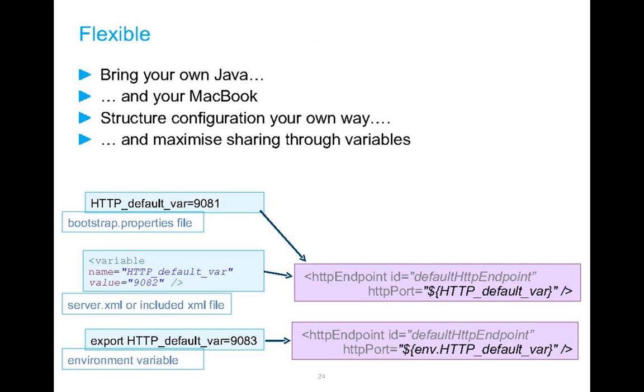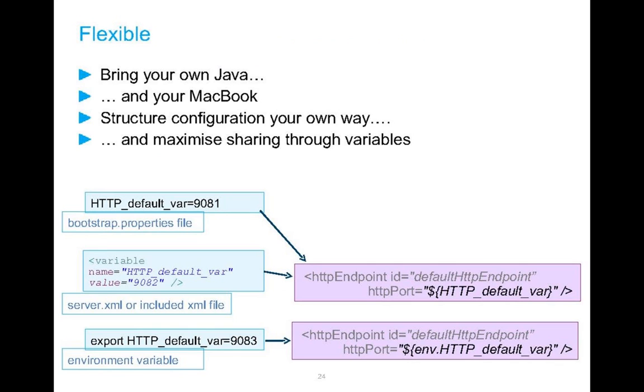One is in your server.xml or whatever snippets, you can have a variable tag and specify the variable using name and value as shown. The other way is you can set an environment variable in your environment and then run Liberty and use those. And finally, you can have a file called bootstrap.properties in which you can define the variable. So Liberty will look in all these places and pick up the values.